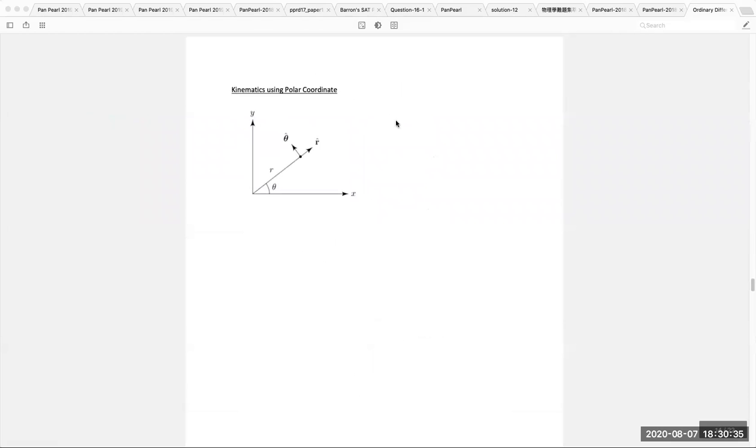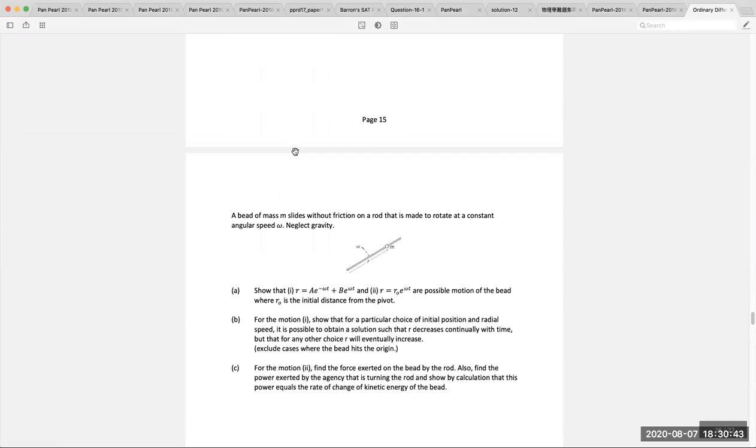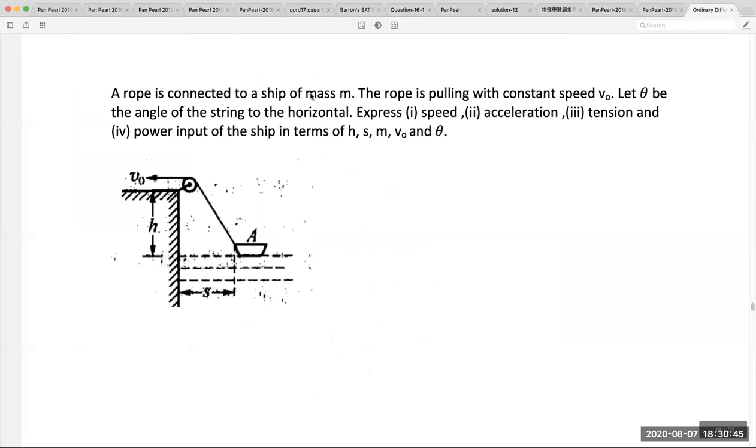We have talked about this one already. And then try to see one of the questions. We have done this one already. So let's have a look at this question, this one.